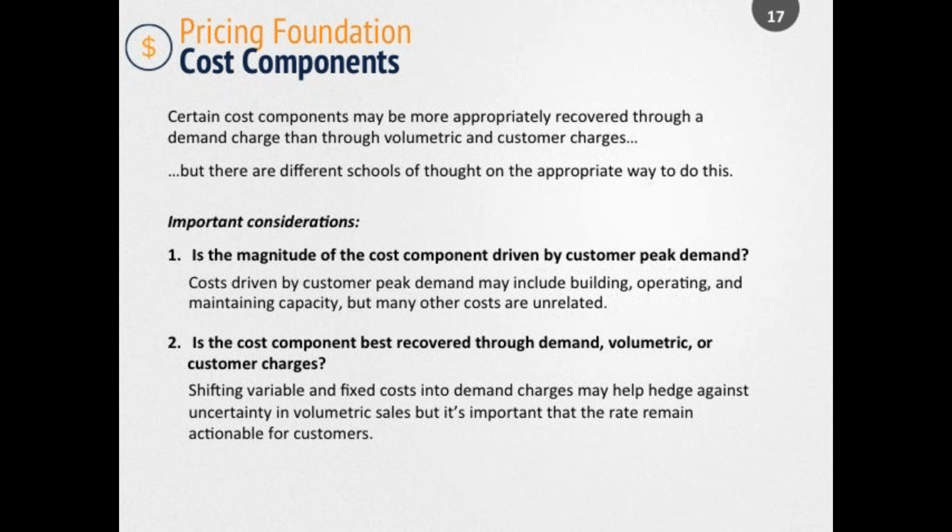First of all, are the costs that you're considering recovering through the demand charge actually driven by customer peak demand? This would include things like capacity costs on the distribution system, perhaps. Secondly, is the cost component best recovered through demand, or is it better recovered through volumetric or customer charges? Putting things into a demand charge might help hedge against uncertainty a little bit, but it might also make the rate a little bit less actionable.